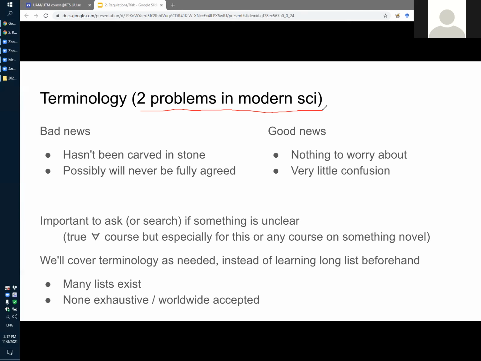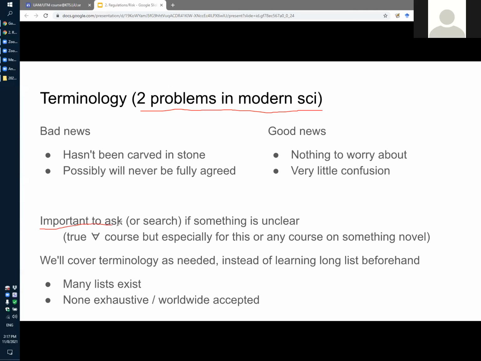And this is true everywhere, and in particular within UTM, UAM. So the terminology hasn't been set, and I'm not sure if it ever will be fully agreed. On the other hand, the good news is that it actually creates not too much confusion. People more or less understand what they're talking about. And if there is confusion, then there is always a possibility to discuss things and zoom in on a particular definition so that everybody understands it in the same way.